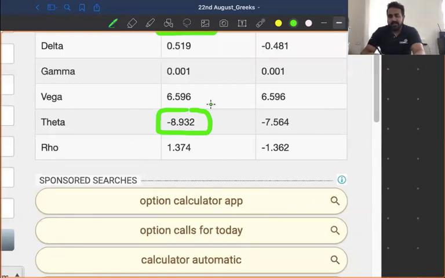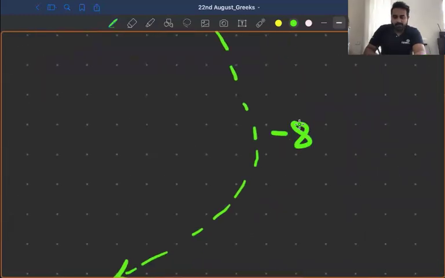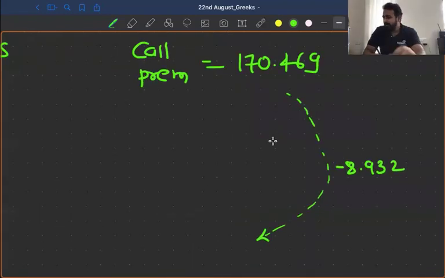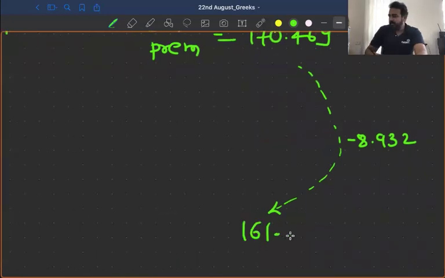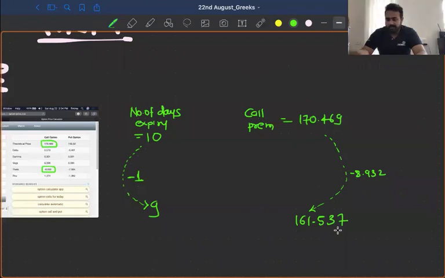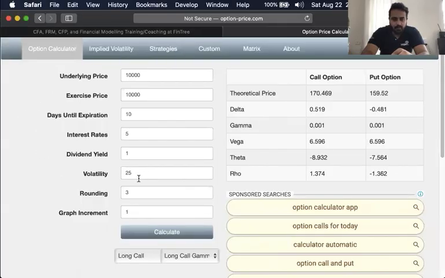So 170.469 minus 8.932. Can you please help me with the math? 170 minus 8.932 is 161.537. So tomorrow, if nothing happens, my option value goes to 161.537. Now let's go and verify those results. So let me change the number of days to 9.